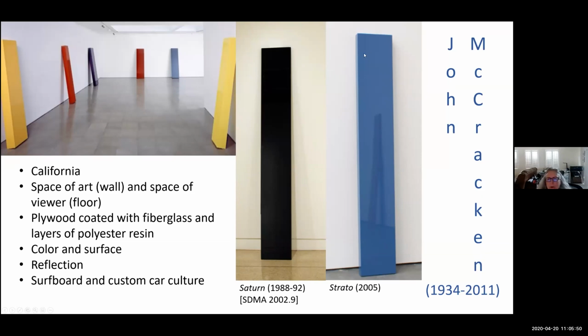And here we have one strato in this blue. And what I'm showing you here is, you can see the reflection. These are very highly polished, sleek surfaces. He's very much part of the custom car and surfboard culture here in California. These are handmade planks, wood with many coats of resin, fiberglass and resin, which he has hand polished. And they're all about, again, the surface, the polished surface and the color, this monolithic color.